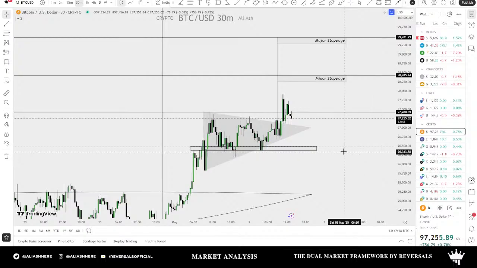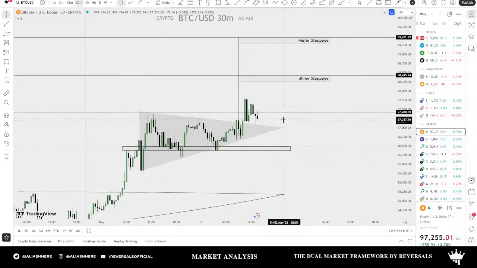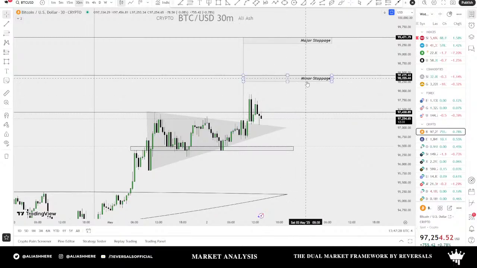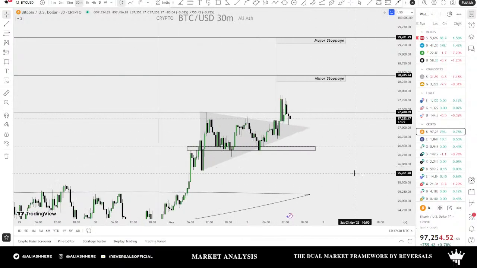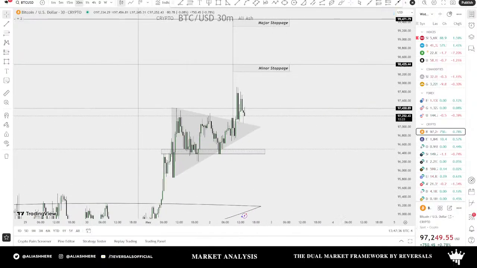And we had the pennant, and we got the breakout. Right now, it's retesting this, and we have the stoppages. I'll be explaining how I came up with these stoppages, and we'll be doing more chit chat. And if you have any questions, you may ask in the chat.